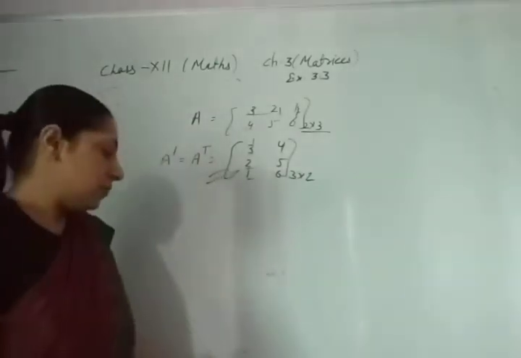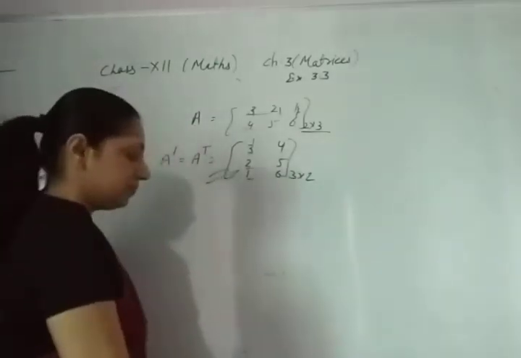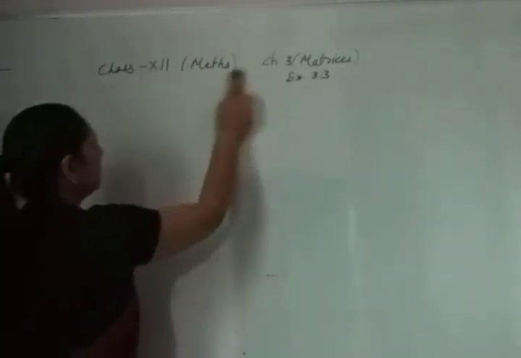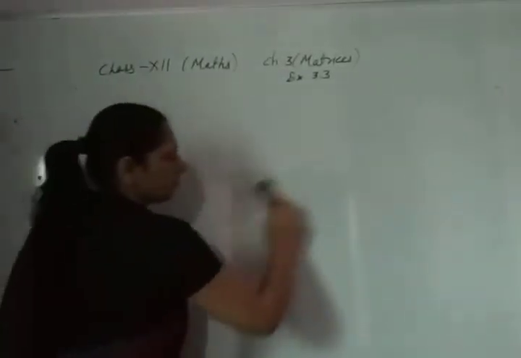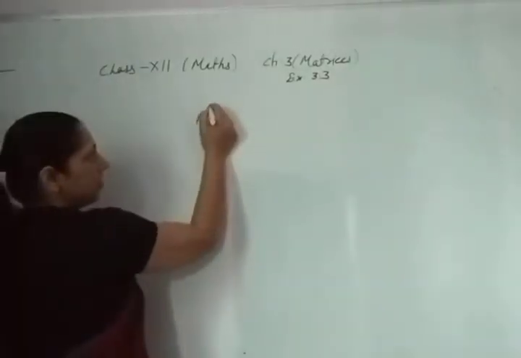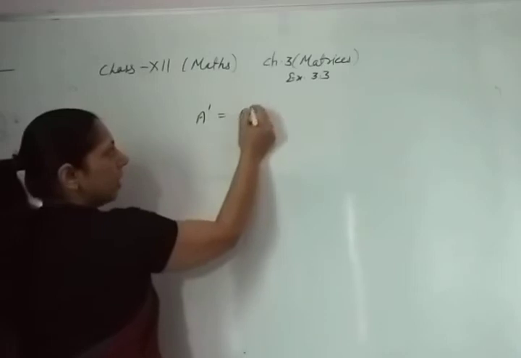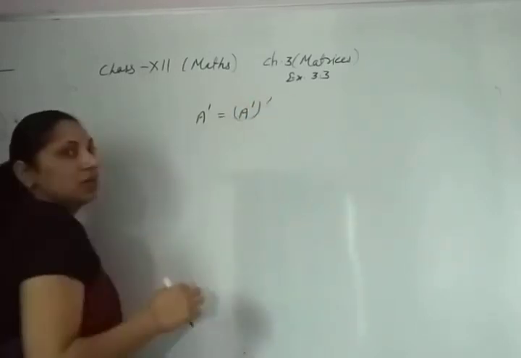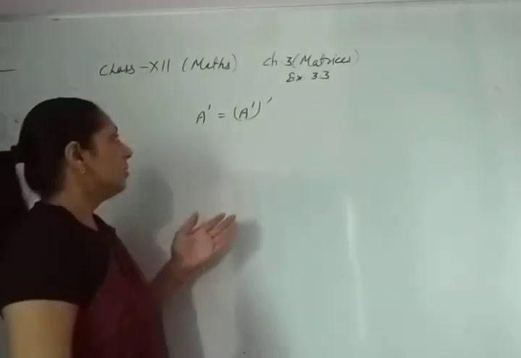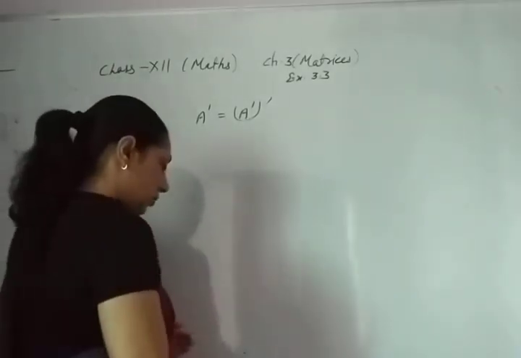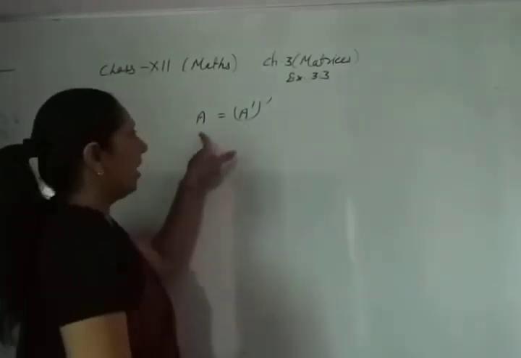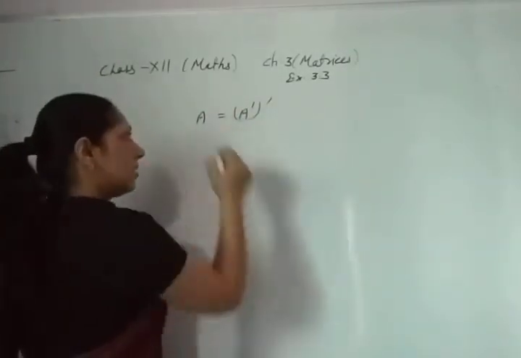Now let's come to the properties of the transpose of a matrix. Our first property is A equal to A transpose transpose. If we transpose the same matrix twice, we get back that same matrix. A is equal to the transpose of A transpose.